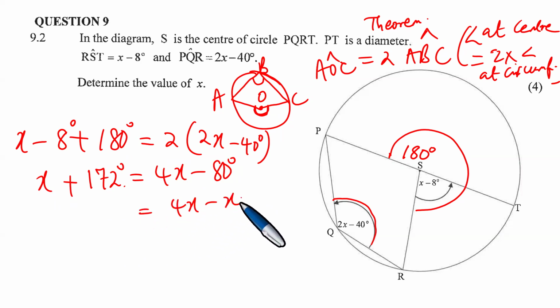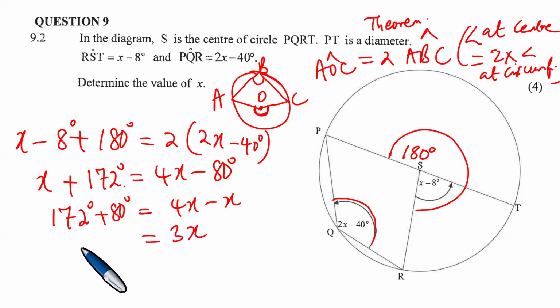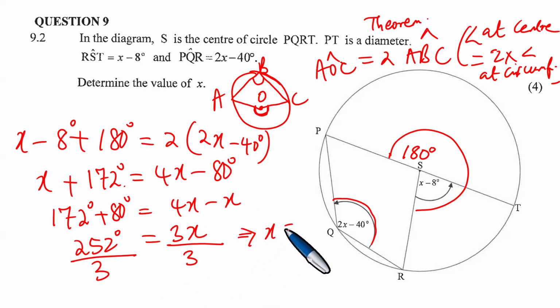So you have 4x minus x, and here you have 172 degrees plus 80 degrees, which is 3x. What is 172 plus 80? It is exactly 252 degrees. 252 degrees equals 3x. We divide the right and the left by 3, and this implies that x equals, what is 252 divided by 3? 84. It is 84 degrees.